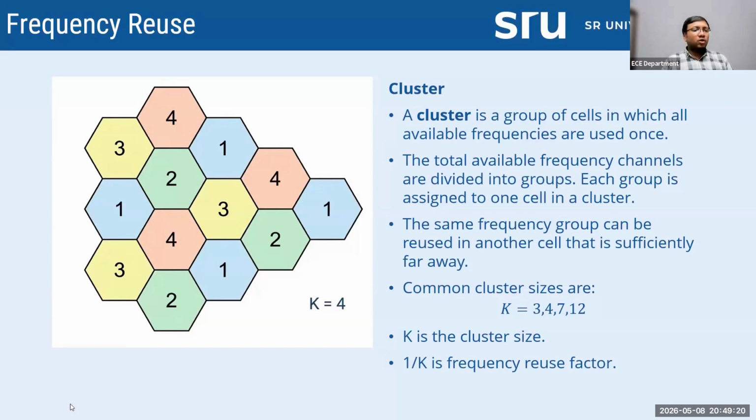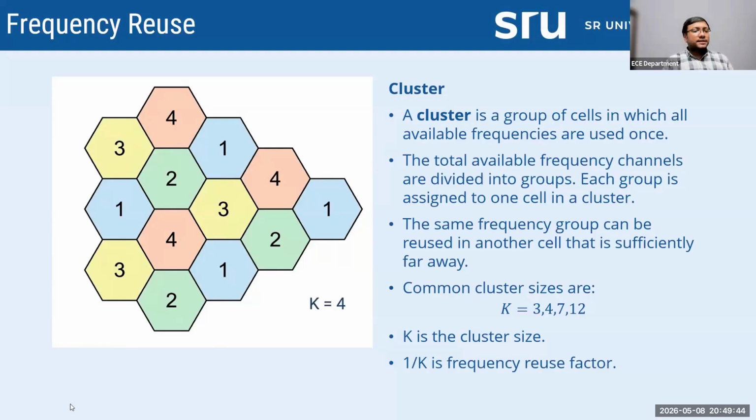So all ones are using the same group of frequency. But as they are kept apart by some distance strategically, their interference is less. That is the main philosophy of making cellular communication. So this is the meaning of cell.